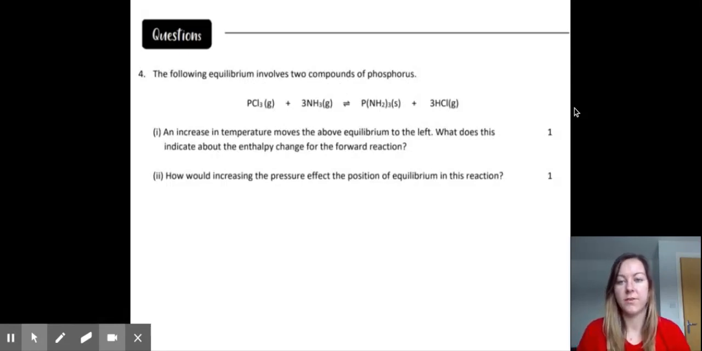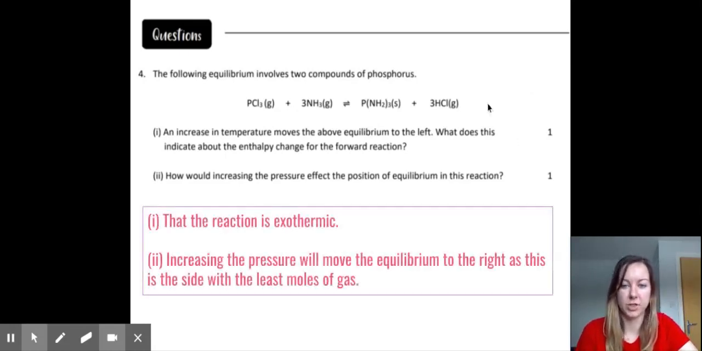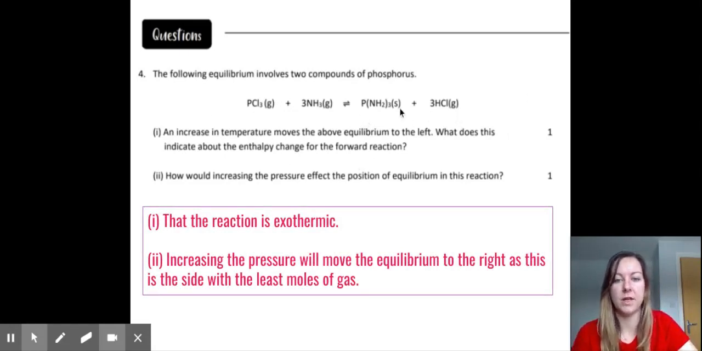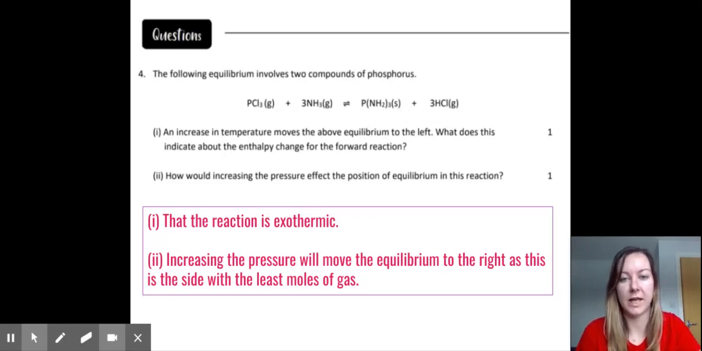Question 4. The following equilibrium involves 2 compounds of phosphorus. An increase in temperature moves the above equilibrium to the left. What does that indicate about the enthalpy change for the forward reaction? So if you are increasing the temperature and it moves the equilibrium to the left, we know that an increase in temperature favours the endothermic reaction. So if the reverse reaction is endothermic, then that must mean that the forward reaction is exothermic.